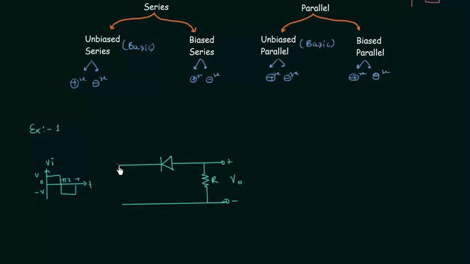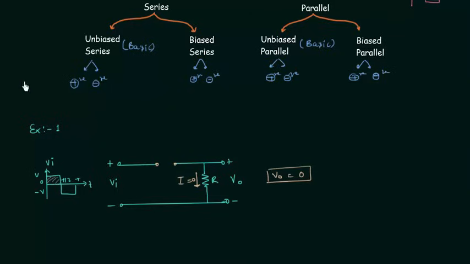First I will analyze this circuit for the positive half cycle. This will be the polarity, plus minus, VI is the input voltage. We are considering the ideal diode. So as soon as the input voltage is greater than 0, the diode will be reverse biased. So I will replace this diode with open circuit, and you can see there is no current through this resistance R. So output voltage VO is simply equal to 0. This is what we have for the positive half cycle.